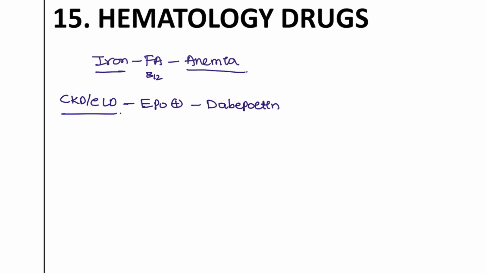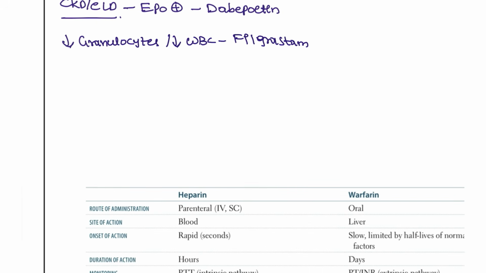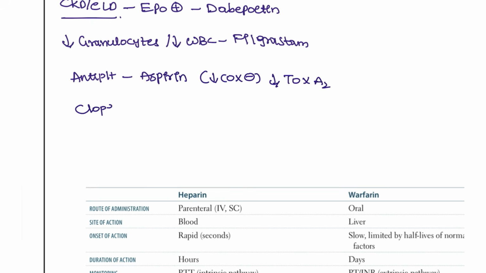Next, if the patient is having decreased granulocytes, that means decreased WBC, for this patient you are going to give filgrastim. And antiplatelets: aspirin is going to decrease COX and it will decrease thromboxane A2. Next, clopidogrel is the ADP receptor inhibitor. Right, these are the important points.